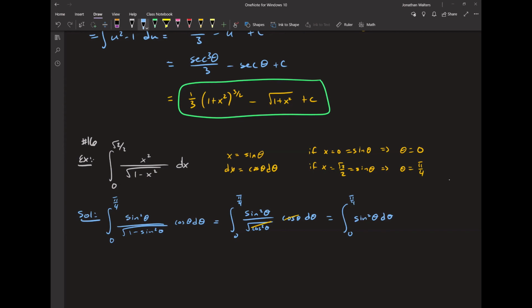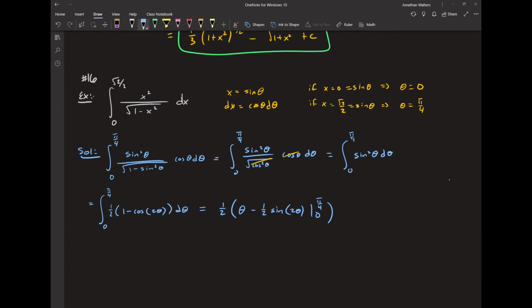So integral of sine squared, anybody? How do we do that? How do we integrate sine squared? Is there an identity that you can use? Use the power reduction identity. So this is going to be the integral from 0 to pi over 4. Sine squared is 1/2 times 1 minus cosine 2 theta, d theta, which is going to be 1/2 times the integral of 1, which is theta, minus 1/2 sine of 2 theta, from 0 to pi over 4.